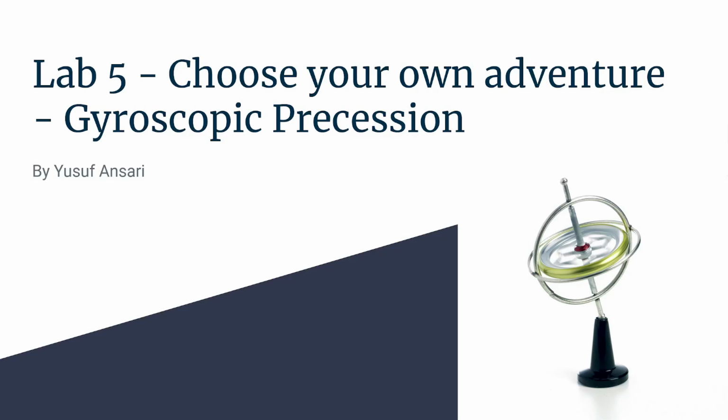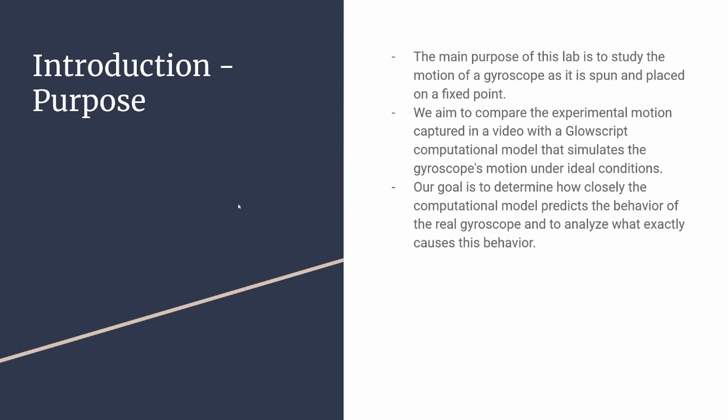Hey, my name's Yusuf, and today we'll be looking at Lab 5, Choose Your Own Adventure, and I chose Gyroscopic Precession. The main purpose of this lab is to study the motion of a gyroscope as it is spun and placed on a fixed point.